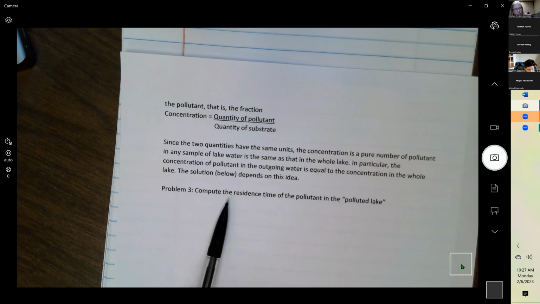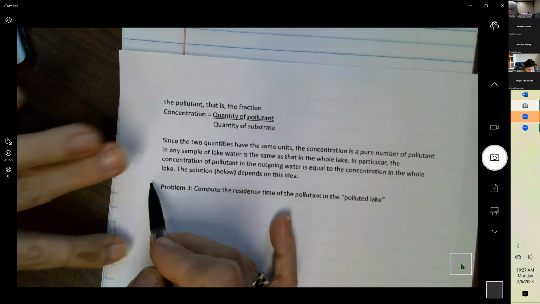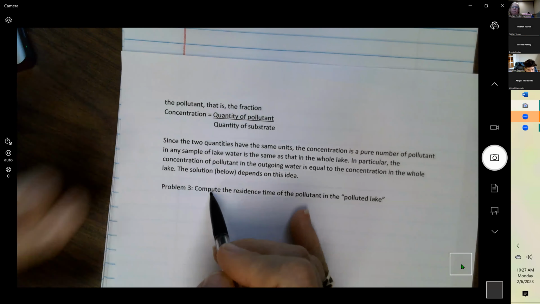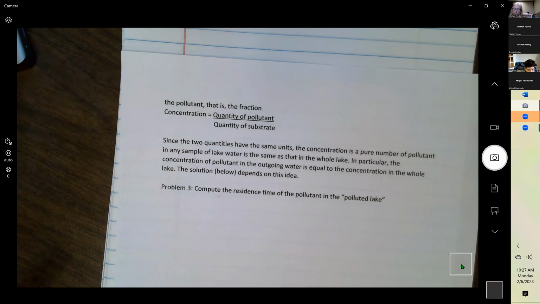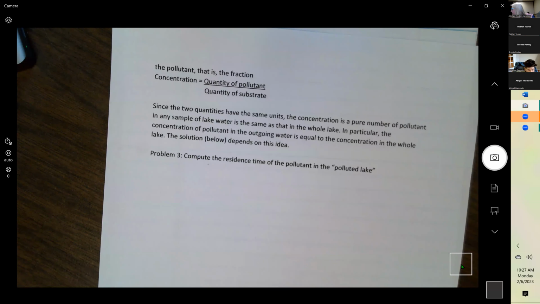Compute the... I thought I had a part two. We're going to solve this first, and then we'll do this part. Piece of paper.